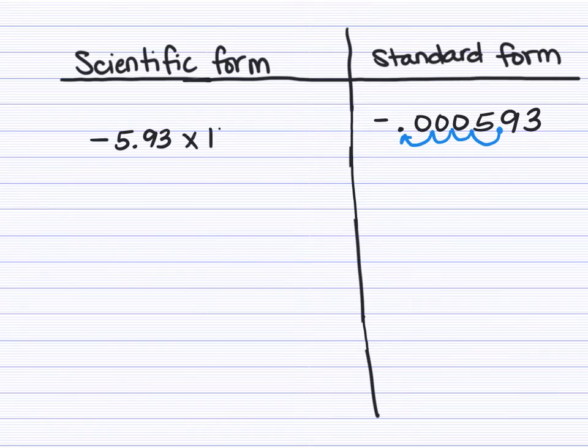I'm going to multiply by 10, and it took me 4 times to get to the original decimal, and this is a very small number. It's a very small decimal. So that means that my exponent is negative. Remember, small numbers have negative exponents. Large numbers have positive exponents. Okay, let's do a few more examples.